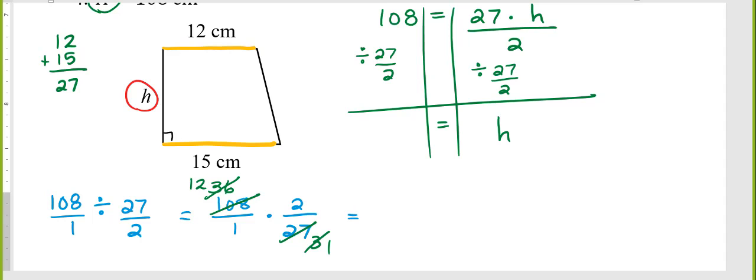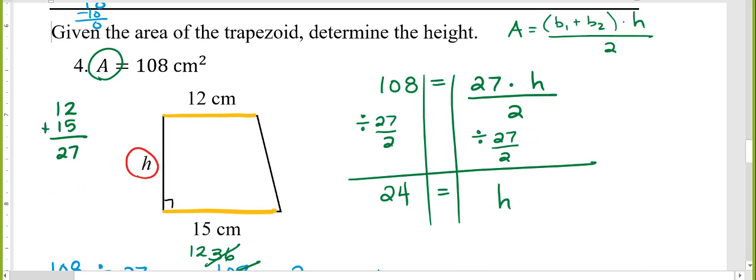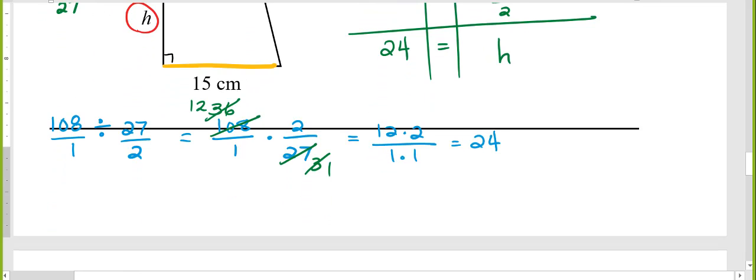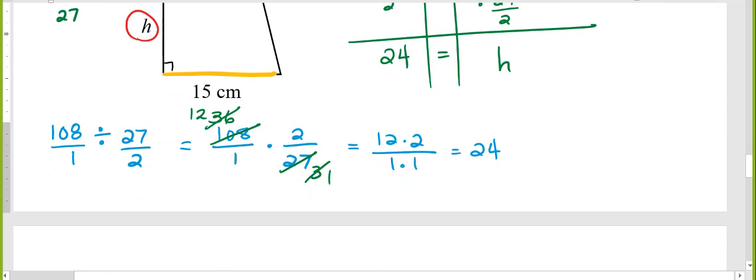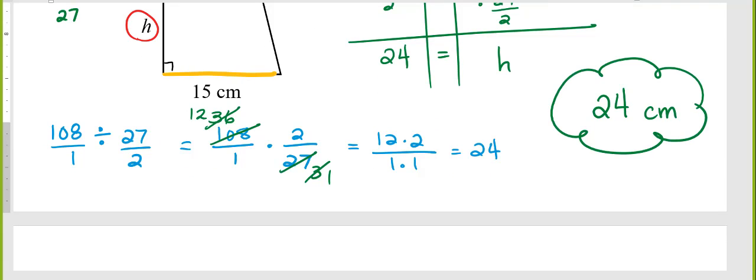What do we have left? 12 times 2 over 1 times 1. So what is that? 24. So what is your height? Your height is going to be 24 what? Careful. No square. Just 24 centimeters is your height.